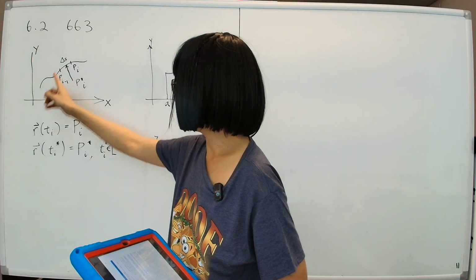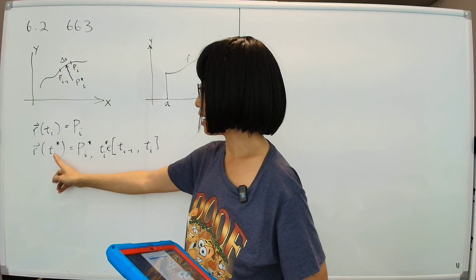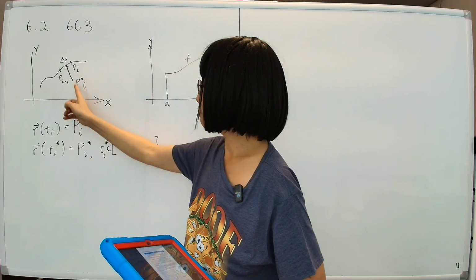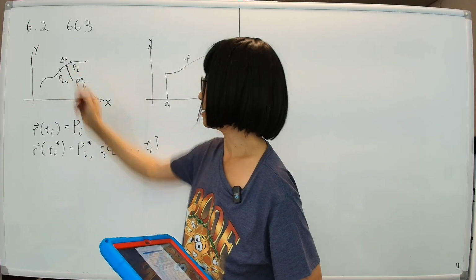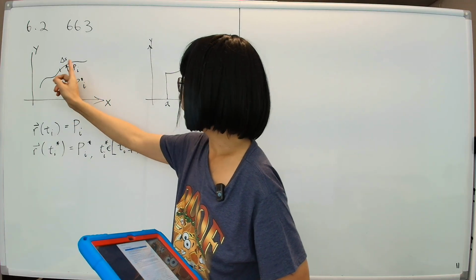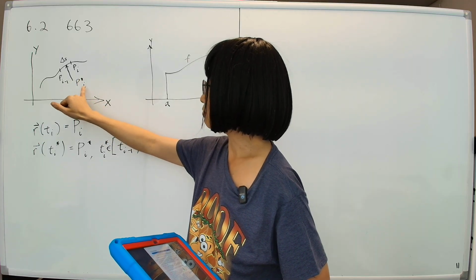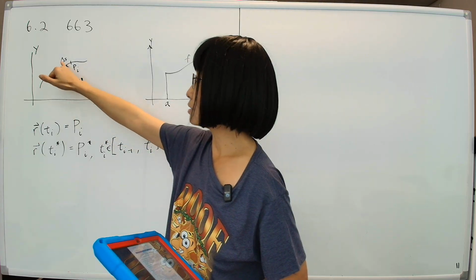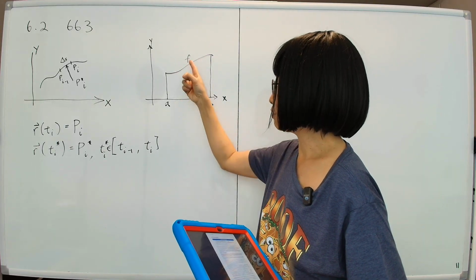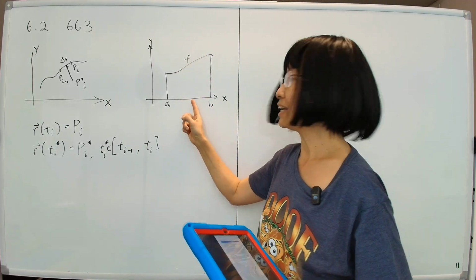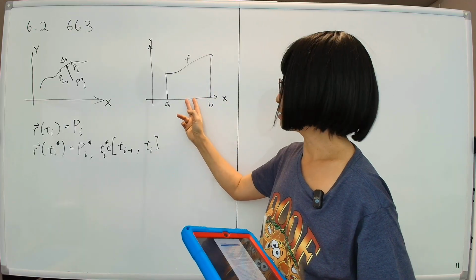In each section you can pick a point inside, that's ti star, which gives you a pi star right in here. So that's inside, and then when you take the value of f at this value times the delta of distance, that's the same as our little Riemann sum, where you find f of a value in here and then multiply it by the delta x.